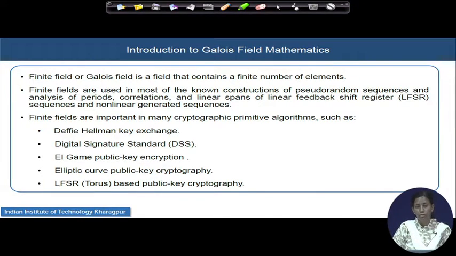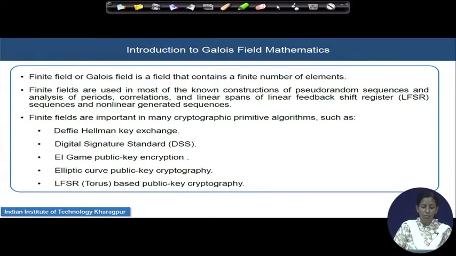So, these finite fields are basically used for your code analysis, your analysis of the periods, autocorrelation, cross correlation, generation of the PN sequence, PN random sequences, and also the linear feedback shift register architecture, nonlinear sequences. We will specially see in the later modules how these finite fields are really very important for nonlinear code generation. We will also link up the concept of the polynomials and the finite fields to the linear feedback shift register architecture at the end of the understanding of Galois field mathematics.